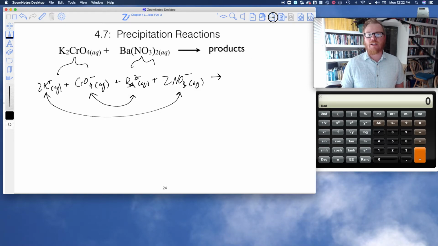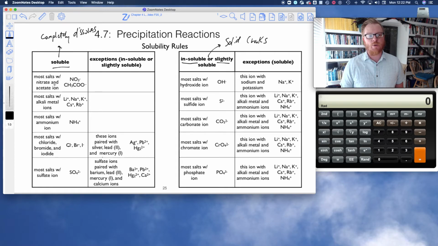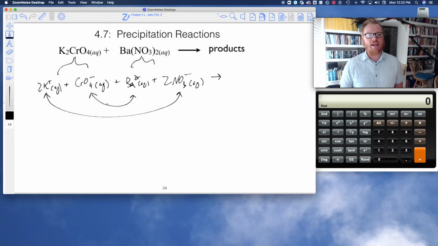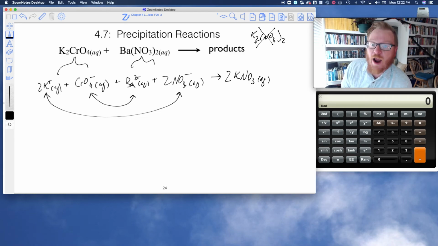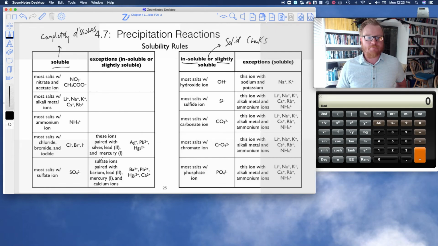So now I can see my options were either to combine potassiums and nitrates, or barium and chromate. And now when I look at that solubility rule, most salts with nitrate are soluble. Okay, so what that means is when I combine these to make KNO3, it will be aqueous. There has to be 2 of them, right? Because there was 2 nitrates, 2 potassiums. I know that you want to write this K2, NO3, 2. Don't do it. Don't do that. That's not correct. It's 2 KNO3, aqueous.